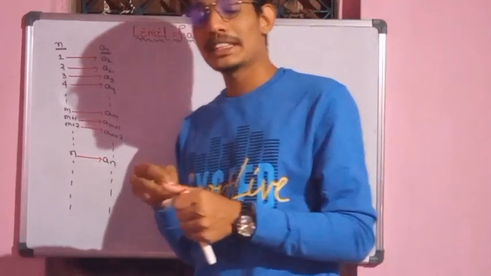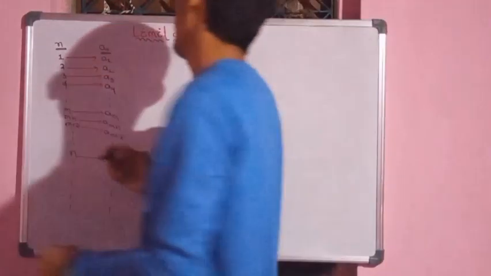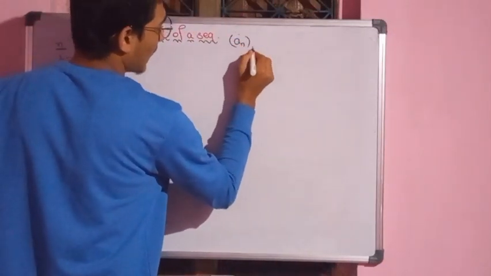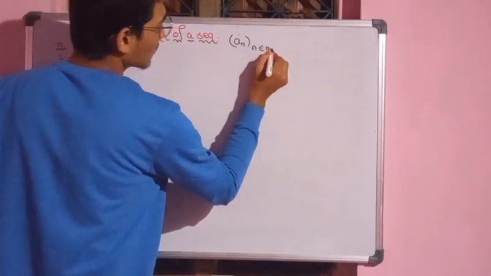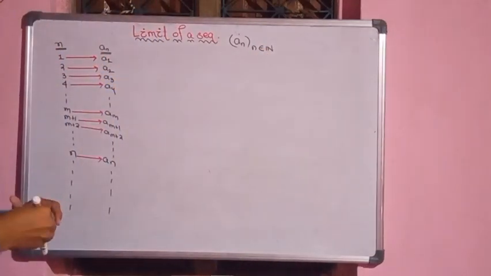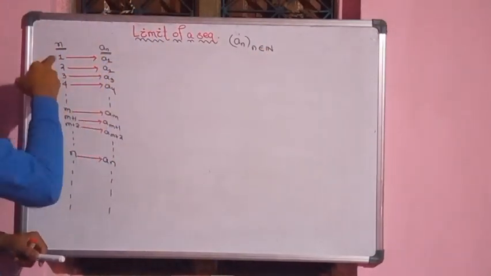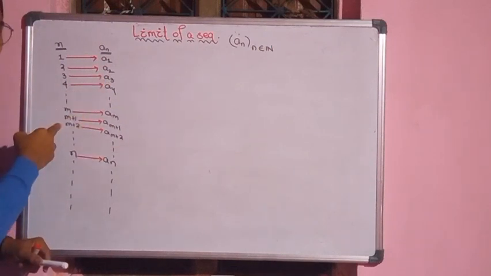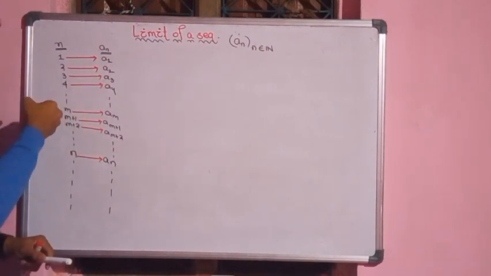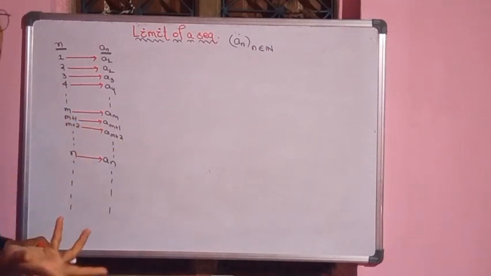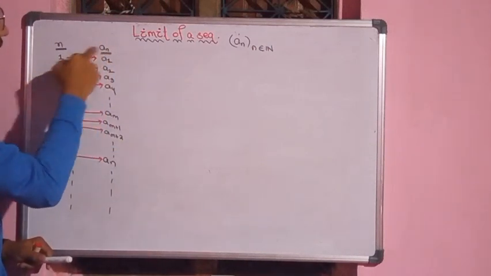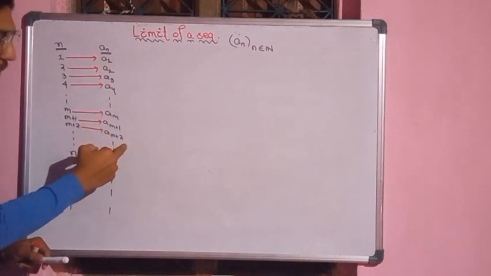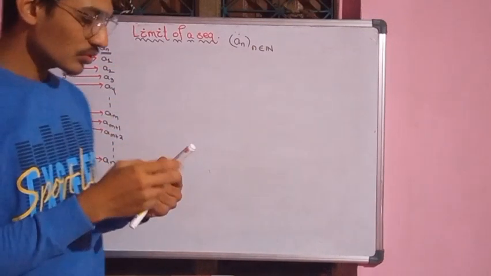So how to represent a sequence? Yesterday we learned about that, and we represent the sequence as an, where n is a natural number. Natural number means it may be 1, 2, 3, 4, 5, 6 like this. It may be m plus 1, where some m will come in between. For 1 my first term will be a1, a2, a3 like this, then m plus 1, m plus 2, an.